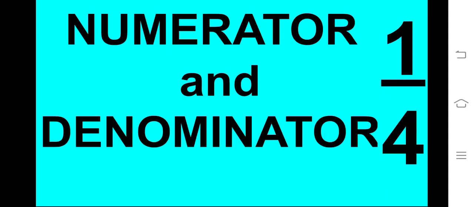Now coming to numerator and denominator. A fraction has two numbers written one above the other and separated by a line. So here the fraction is 1/4. 1 is written on the top and 4 is written below, and it is separated by a line. The number written on the top, 1, is called the numerator, and the number written below, that is 4, is called the denominator. So the fraction has both numerator and denominator.